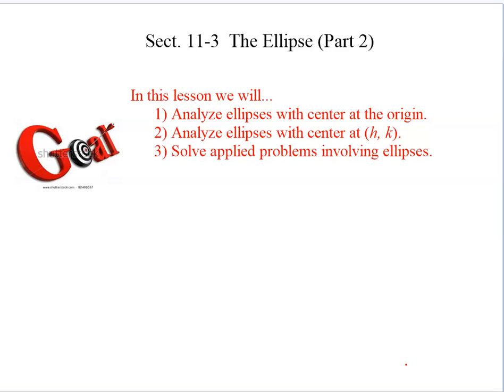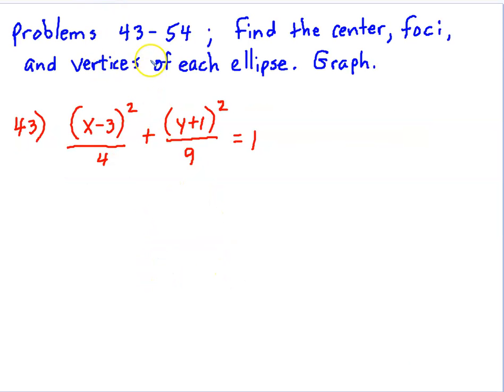So this is part 2 for our section 11.3 lesson on the ellipse. And so let's get into some of the homework problems that you'll be looking at in this section. For problems 43 through 54, you're supposed to come up with the center of the ellipse, the focal points, and the vertices, and then you're going to sketch the graph.